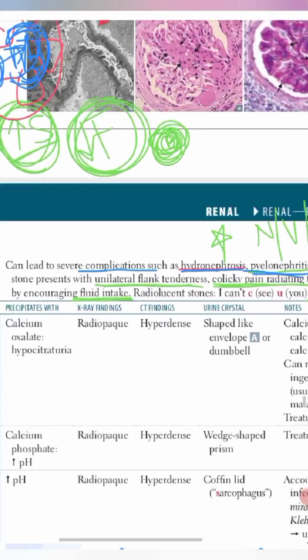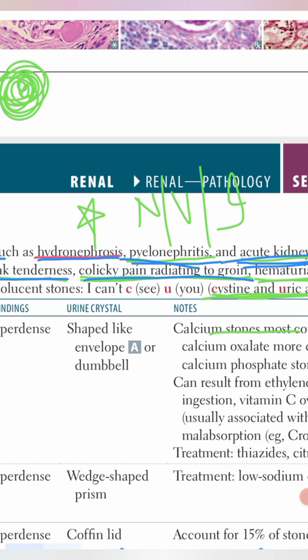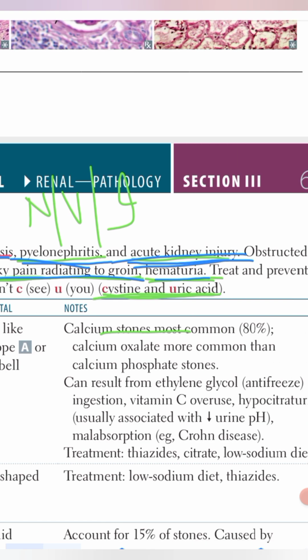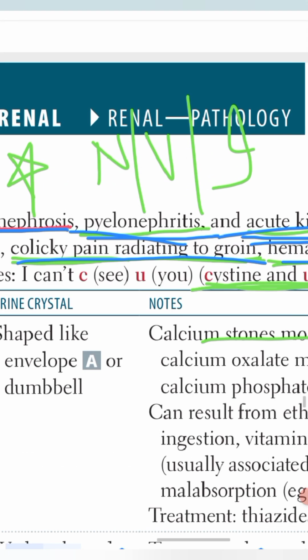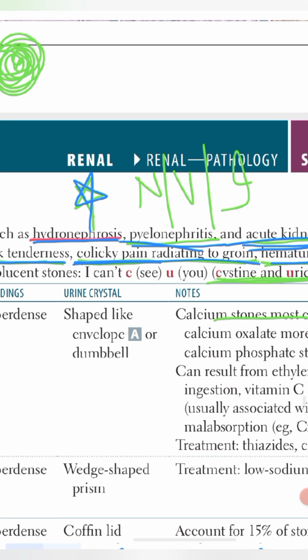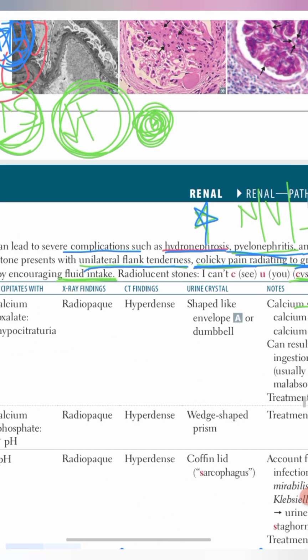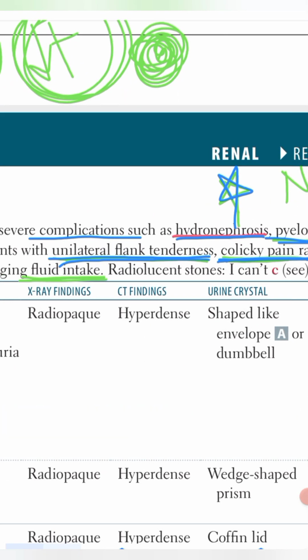The clinical features of this stone include unilateral flank tenderness, colicky pain radiating to the groin region, and hematuria. The characteristic feature of kidney stones is the colicky, crampy, or waxing and waning pain due to the obstruction of the lumen of the ureter, and it will be radiating to the groin region. There will be hematuria due to damage of the ureter by these stones, and there will be unilateral flank or costovertebral or loin region tenderness.